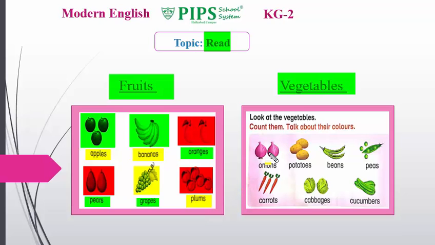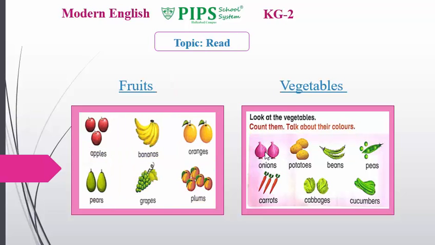Now students, we will read the vegetable names. Look at the vegetables, count them, talk about their colors. First one is onions, and here are the spellings of onions, and the color of onion is purple.